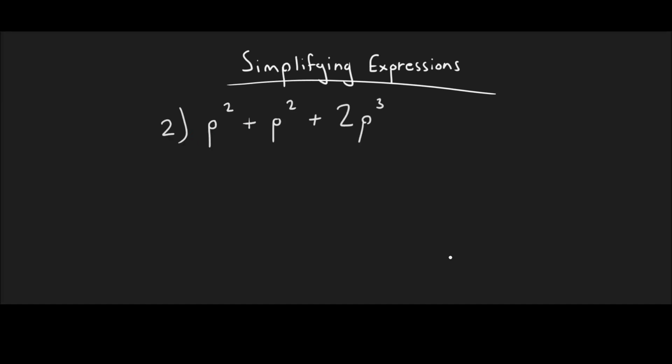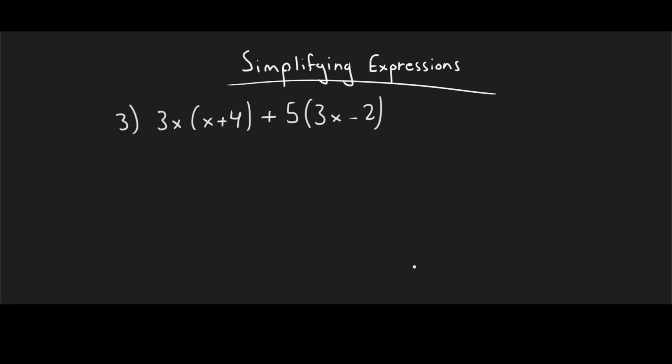Our second example, we have p squared plus 2p cubed. So in this expression, again, we have two terms, which are the p squared, here we have 2, and we have the p cubed. Remember, the squared and the cubed represent different terms, so we cannot add them with each other. So let's combine the like terms. We have p squared plus p squared, which would give me 2p squared, and the 2p cubed stays the same.